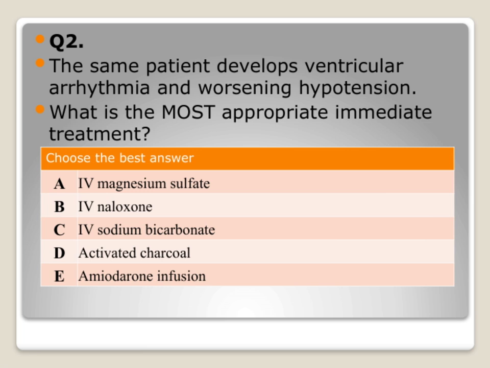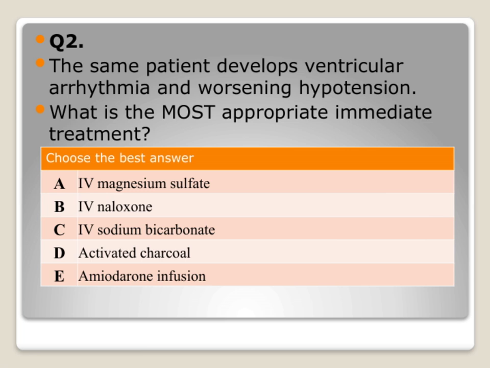But in this case, with ventricular arrhythmia and worsening blood pressure, magnesium sulfate is often used for certain arrhythmias, especially torsades de pointes or hypomagnesemia-related issues. However, when we see ventricular arrhythmias that are potentially drug-induced or linked to severe toxicity, sodium bicarbonate can be particularly effective, especially if there's a suspected sodium channel blocker overdose. It helps to stabilize the cardiac membrane and counteract the toxic effects.